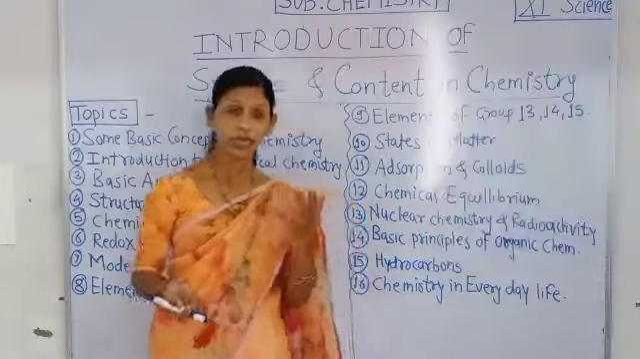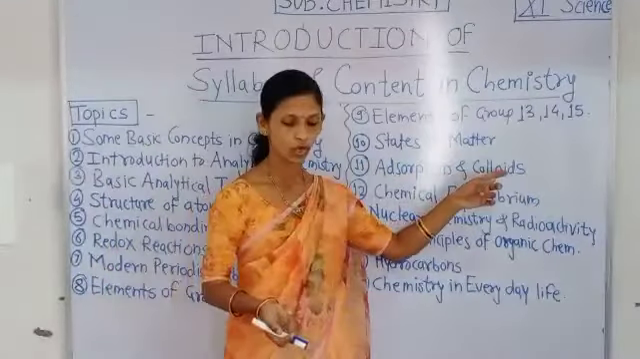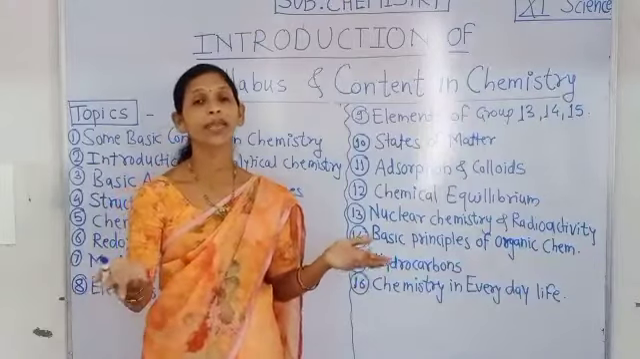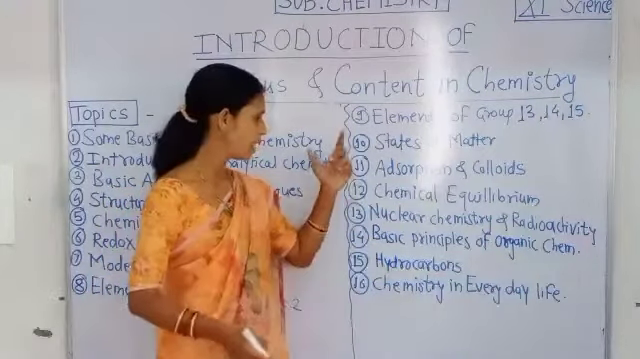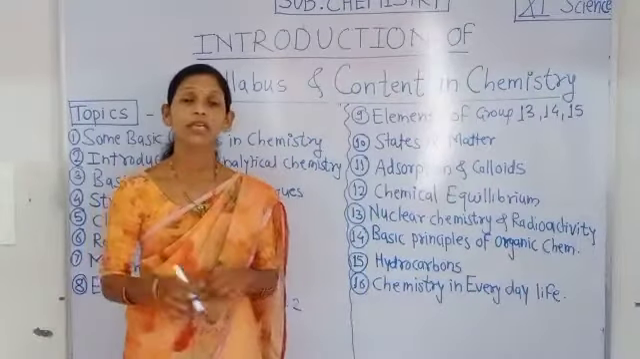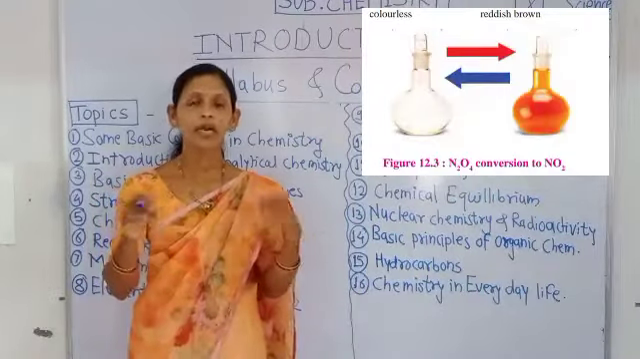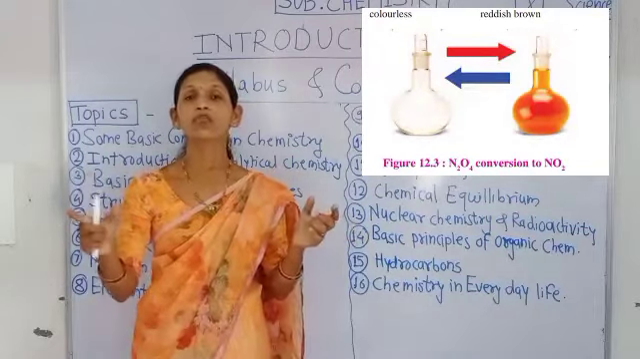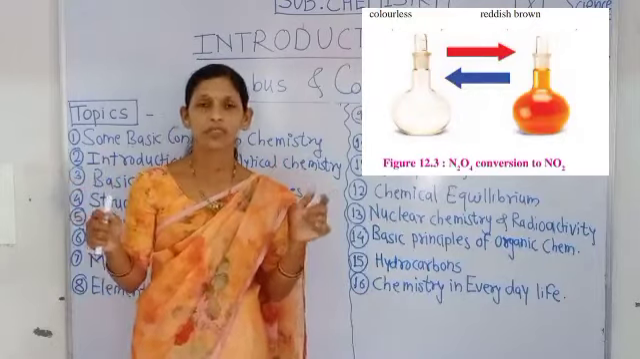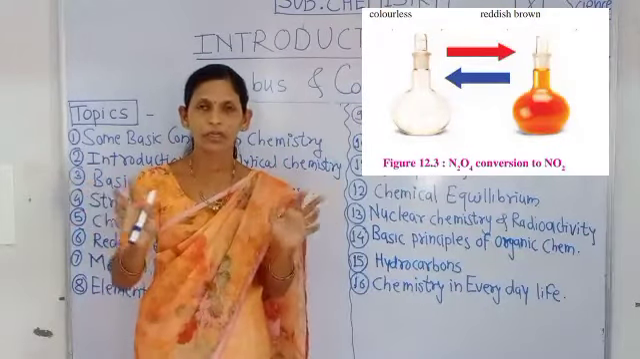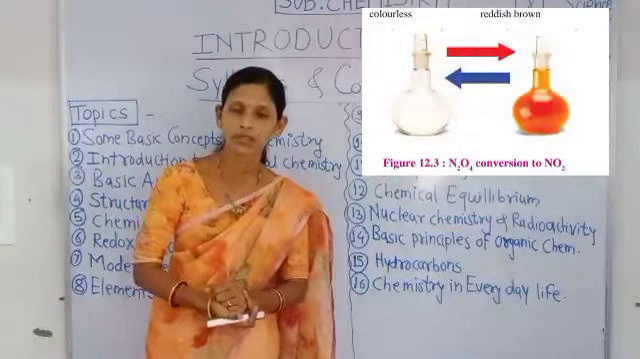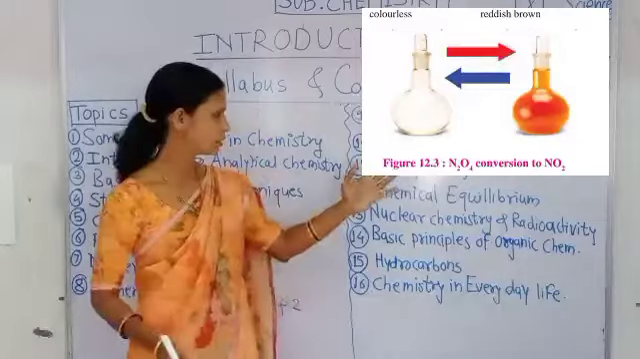Then in the next chapter, that is adsorption and colloids, we will study the different types of colloids and examples of those colloids. As well as chemical equilibrium. In chemical equilibrium, equilibrium is attained between two phases, that is water, pani, and vapor, waf. Like that, we will discuss chemical equilibrium in this chapter.